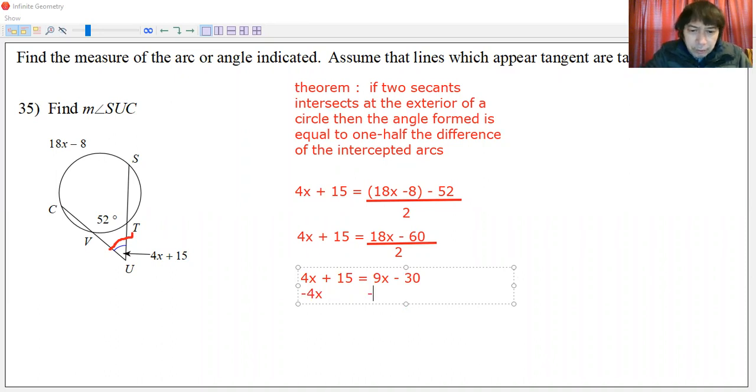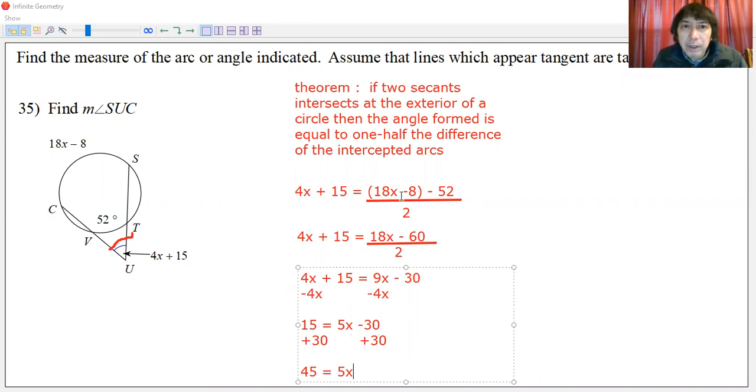And then we subtract the 4x. Next line is 15 for the left side. The right side is 5x minus 30. All right, we proceed by addition of 30. Add 30 and add 30. The next line becomes left side is 45, right side is 5x.